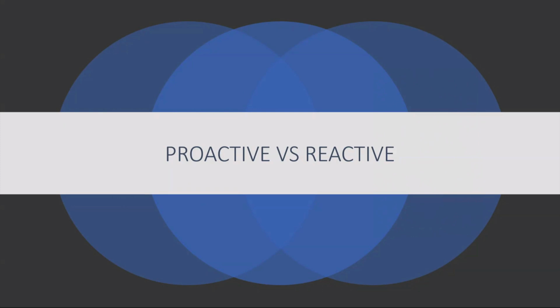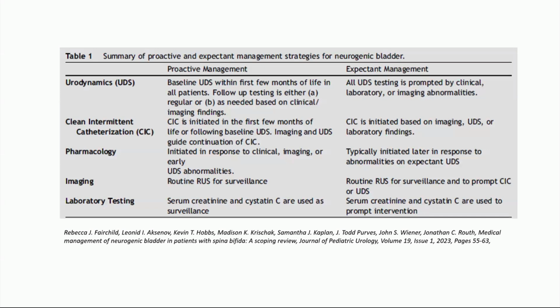Before we discuss the various treatment modalities that are available, I would like to discuss the two treatment approaches for the patients, especially those with spina bifida: the reactive approach and the proactive approach. Now, the proactive management, as the name suggests, takes a preventative approach in which the interventions are initiated prior to the onset of any renal changes. So in this approach, a baseline urodynamic study is done in the first months of life, regardless of any clinical or imaging findings, to stratify the risk of bladder hostility.